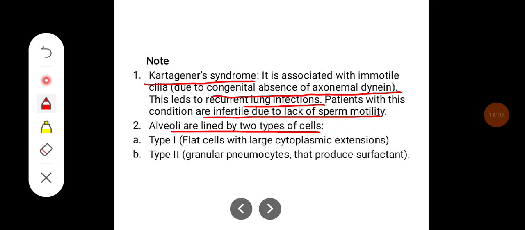Alveoli are lined by two types of cells. Type 1 are flat cells with large cytoplasmic extensions, whereas type 2 cells are granular pneumocytes that produce surfactant.